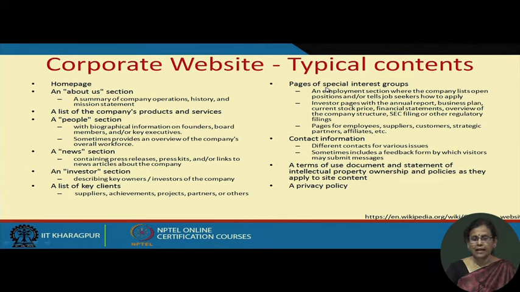Then it may also have pages for special interest groups. So, here you can have an employment section where the jobs available in the company, how to apply for the job, etc. are given. Similarly, for the investor, you may have an investor page where the annual report, business plan, etc. will appear. Then the company will have its contact information available on the corporate website.